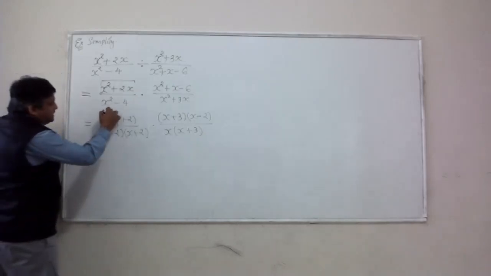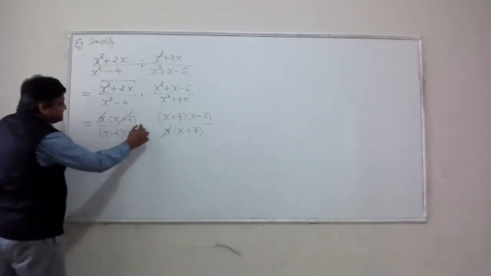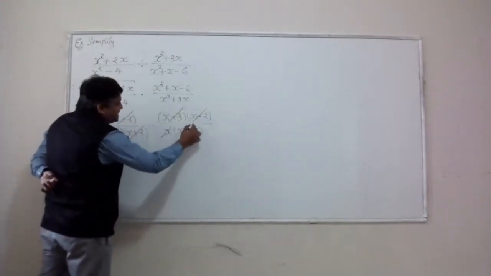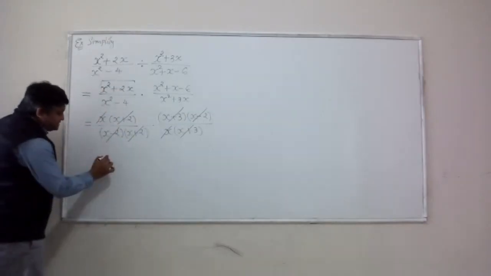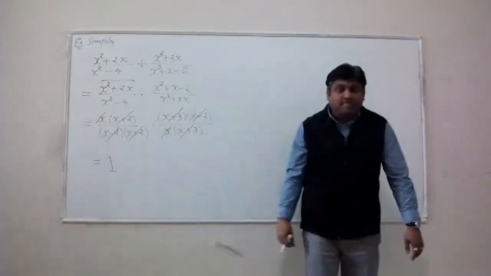All right. Time to get rid of the repeating factors. So looks like x is gone. x plus 2 is gone. x minus 2 is gone. x plus 3 is gone. Left over is really 1, right? This whole thing simplifies to 1.